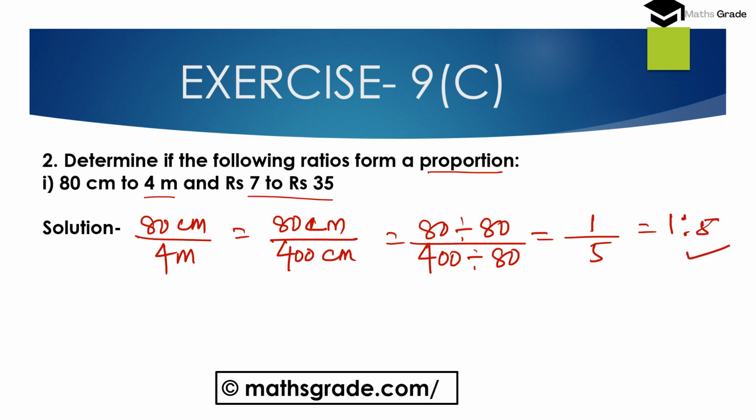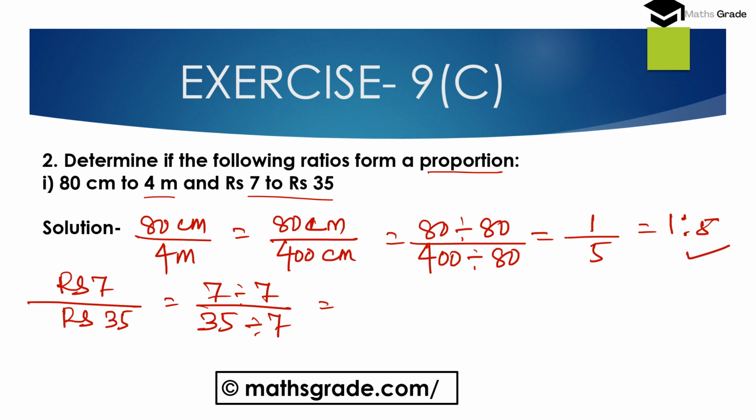Now 7 rupees to 35 rupees. Both the antecedent and the consequent are of equal unit, in rupees. Between 7 and 35, 7 is the common factor. So divide the antecedent 7 by 7 and the consequent 35 rupees by 7. Now 7 divided by 7 is 1 and 35 divided by 7 is 5. That is 1 is to 5.